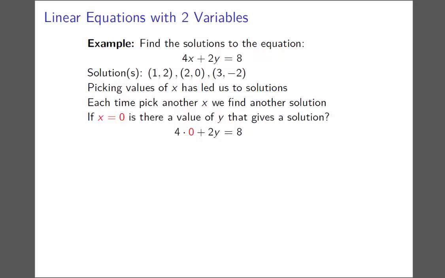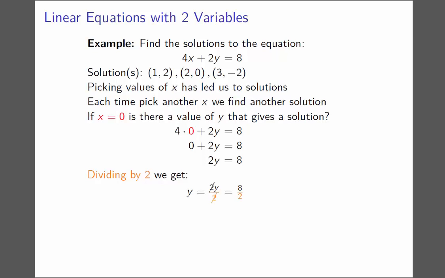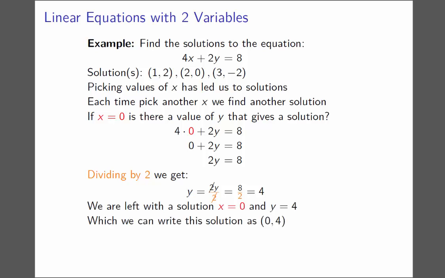Well, if x is 0, our equation becomes 4 times 0 plus 2y equals 8. 4 times 0 is just 0, so we have 2y equals 8. We can divide this by 2 to get 2y divided by 2 equals 8 divided by 2. The left simplifies to just y, while the right is 4. So we are left with a solution x equals 0, y equals 4, which we can write as an ordered pair (0, 4).